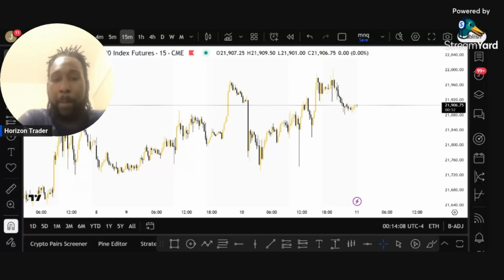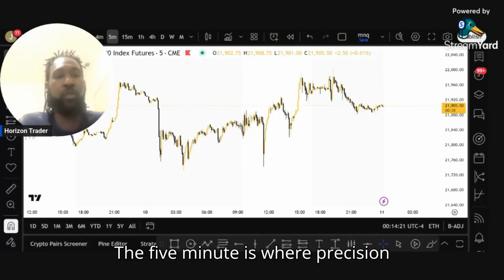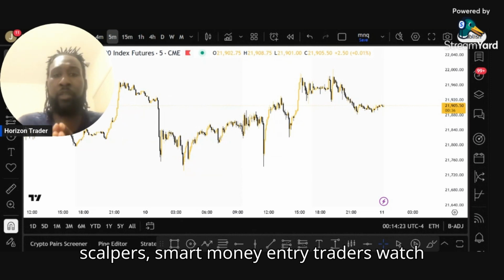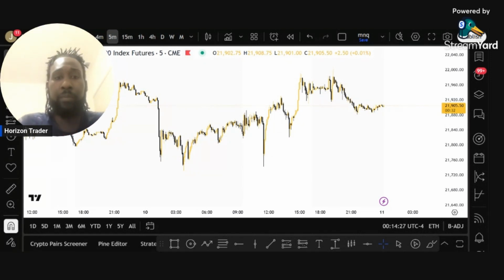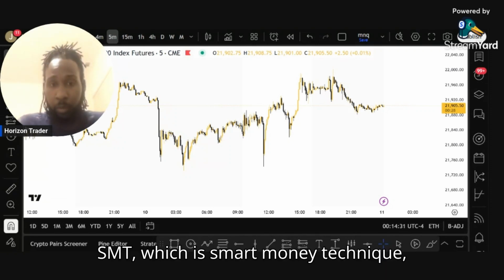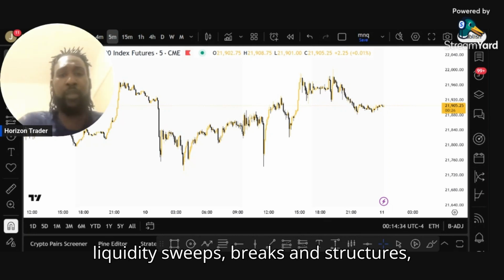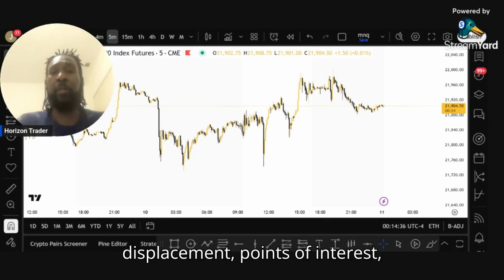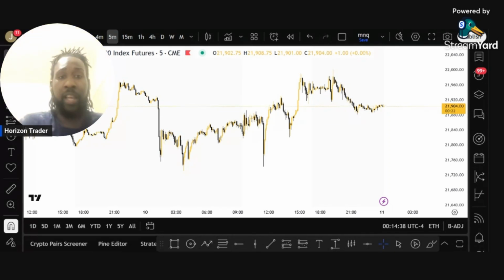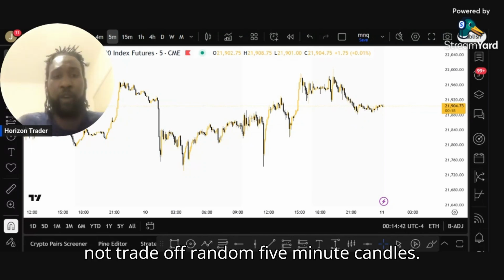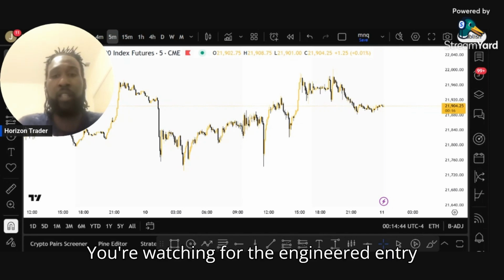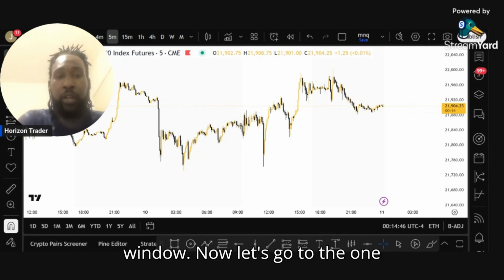The 5-minute is where precision scalpers and smart money entry traders watch the algorithm engineering happen live. This is where you observe SMT, which is smart money technique, liquidity sweeps, breaks of structure, displacement, points of interest interaction in real time. You do not trade off random 5-minute candles.